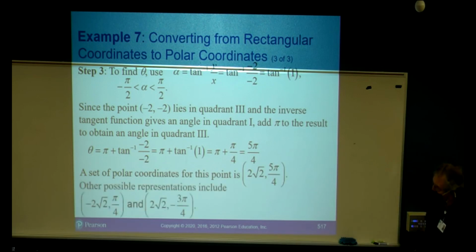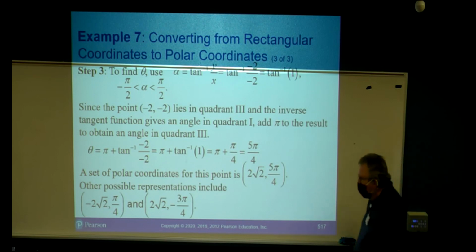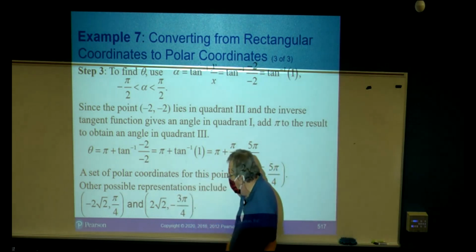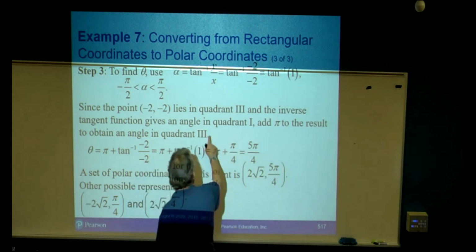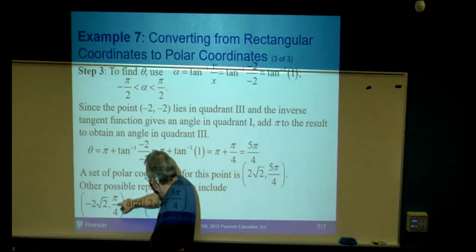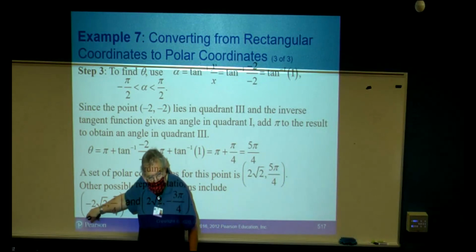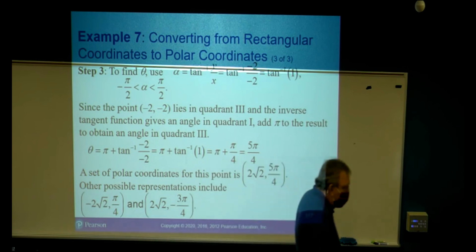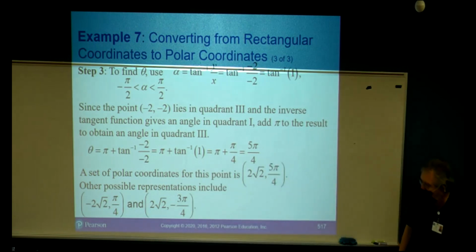Next slide. Oh, not yet. And they always give possible other representations. And this is using the negative angle. And this is using the pi over 4 that they give, the inverse tangent of 1, and we need to go in the opposite direction of that angle, so they make the radius negative rather than adding pi to pi over 4.